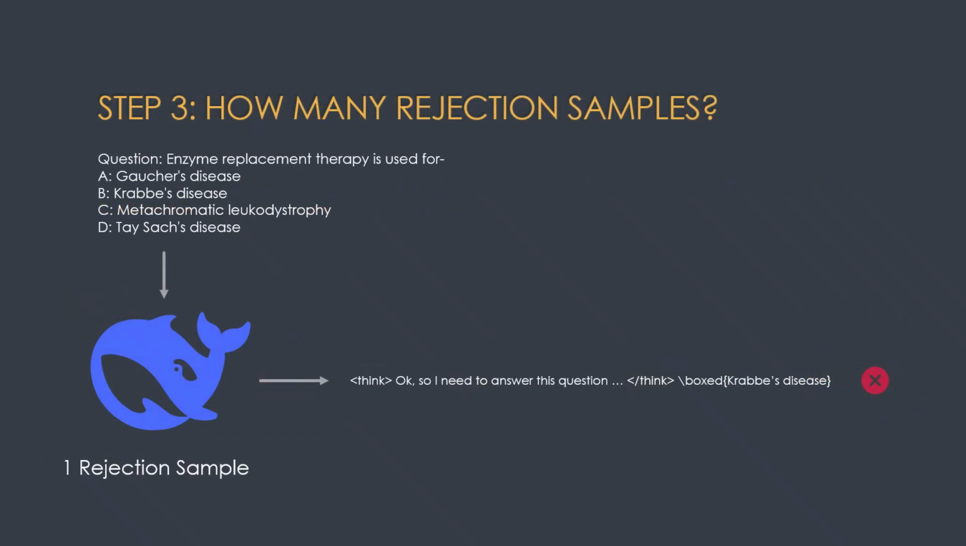Next major design choice, we consider how many rejection samples we should generate per question. If we generate just one sample per question, we get exactly one reasoning trace, and if it happens to be wrong, like in this case, we will lose that question entirely.